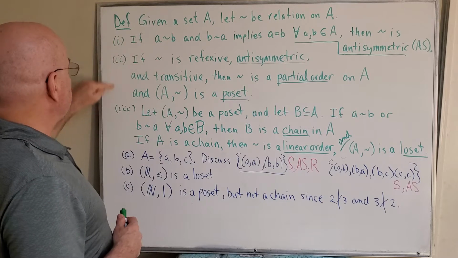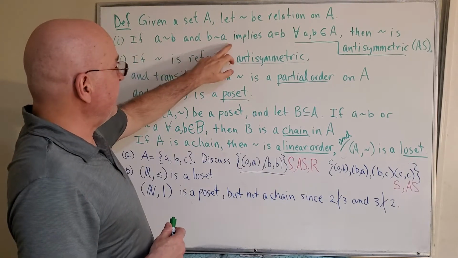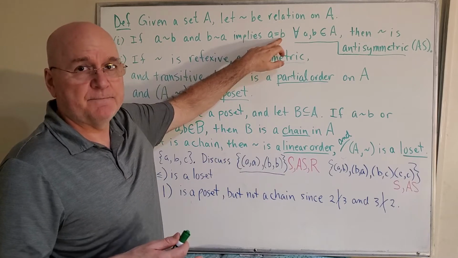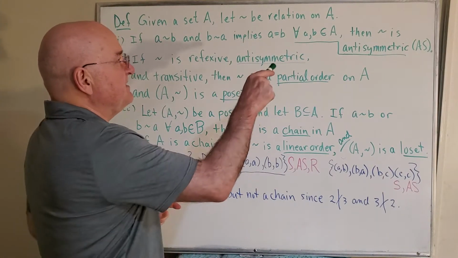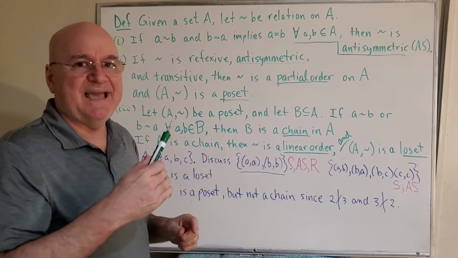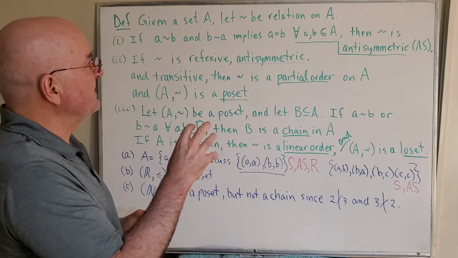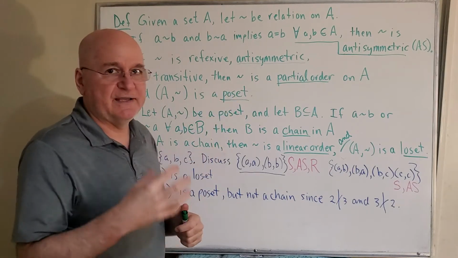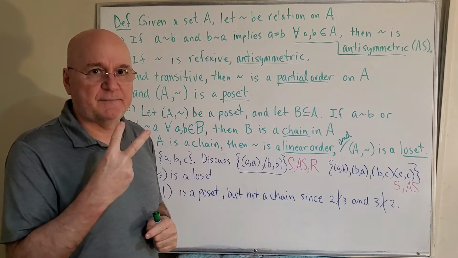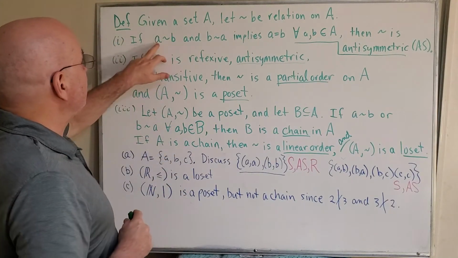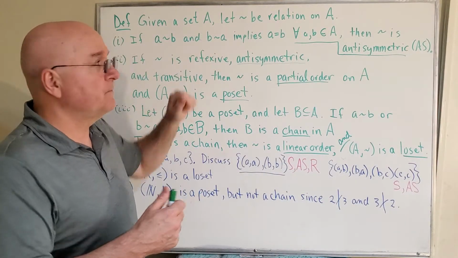Number one out of the three: if A relates to B and B relates to A implies that A is equal to B, for all A and B in the set, that means that this relation is anti-symmetric. So if A is a set with this relation operator, if it's anti-symmetric, you cannot find two distinct elements where A relates to B and B relates to A.